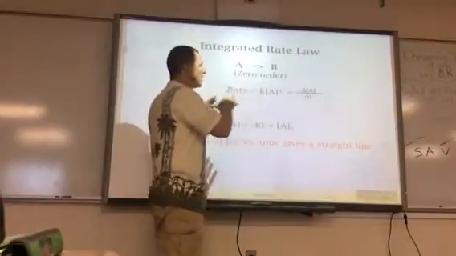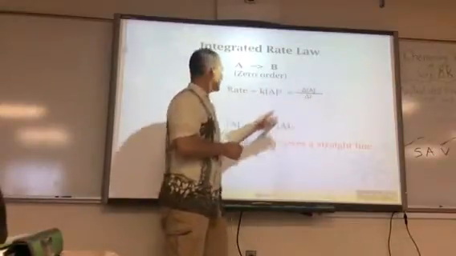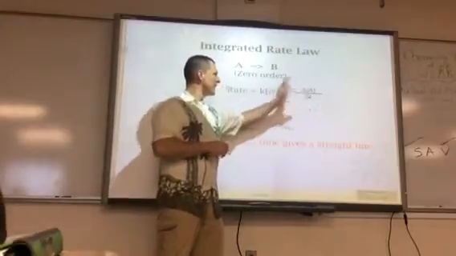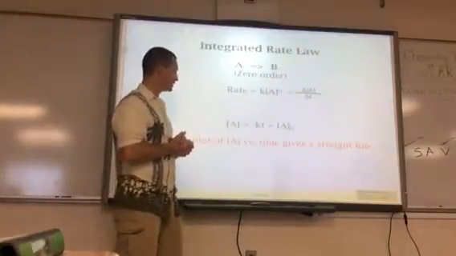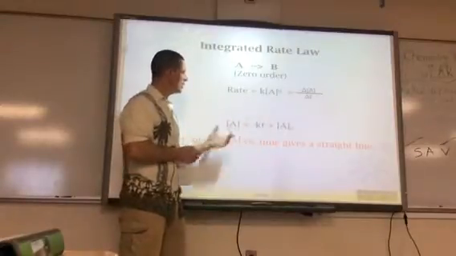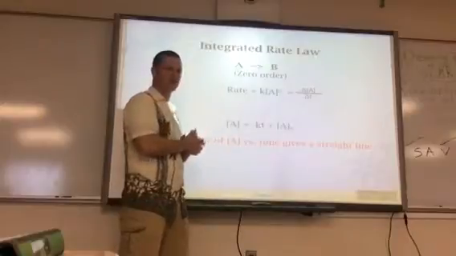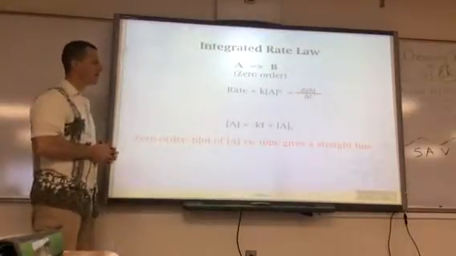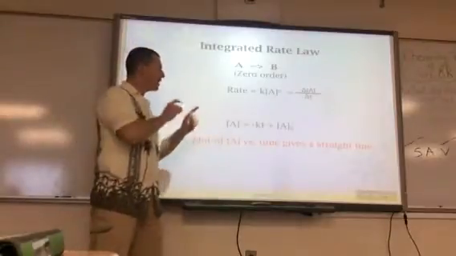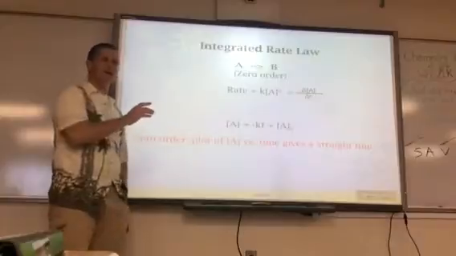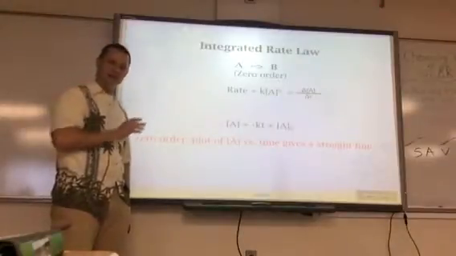Now, I'm not going to do the integration on this one. This is what we would get, though, if we integrated this term equal to that, made it a differential equation. We get A equals negative kt plus A0. No natural log, no inverse, it's just straight up A and A0. So if you plot the concentration versus time and you get a straight line, that means the reactant was zero order.